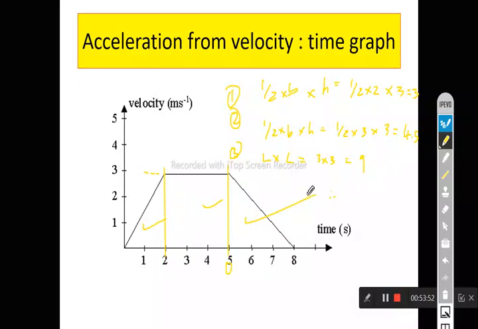Therefore, distance equals 9 plus 3 plus 4.5. How much do you get? What is the unit?